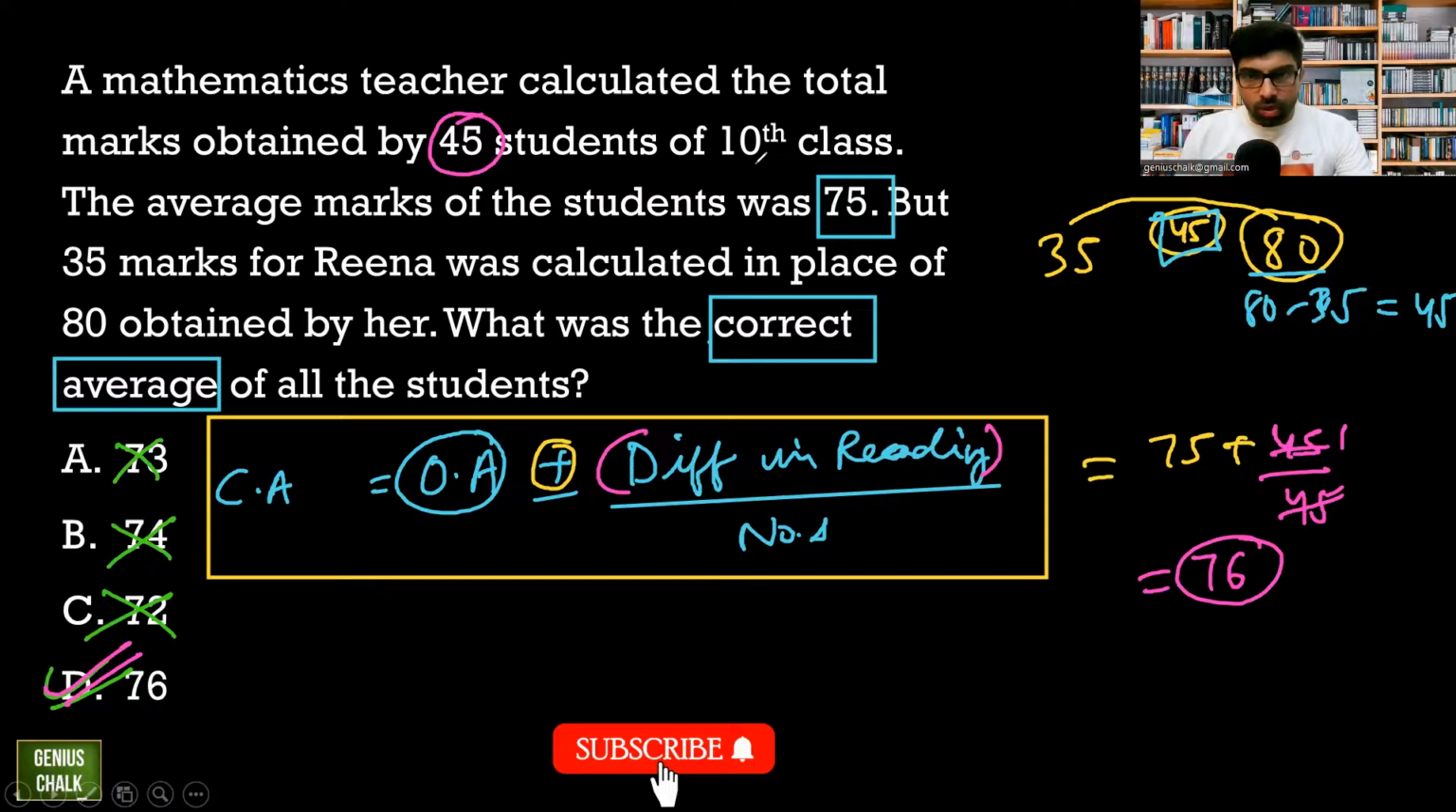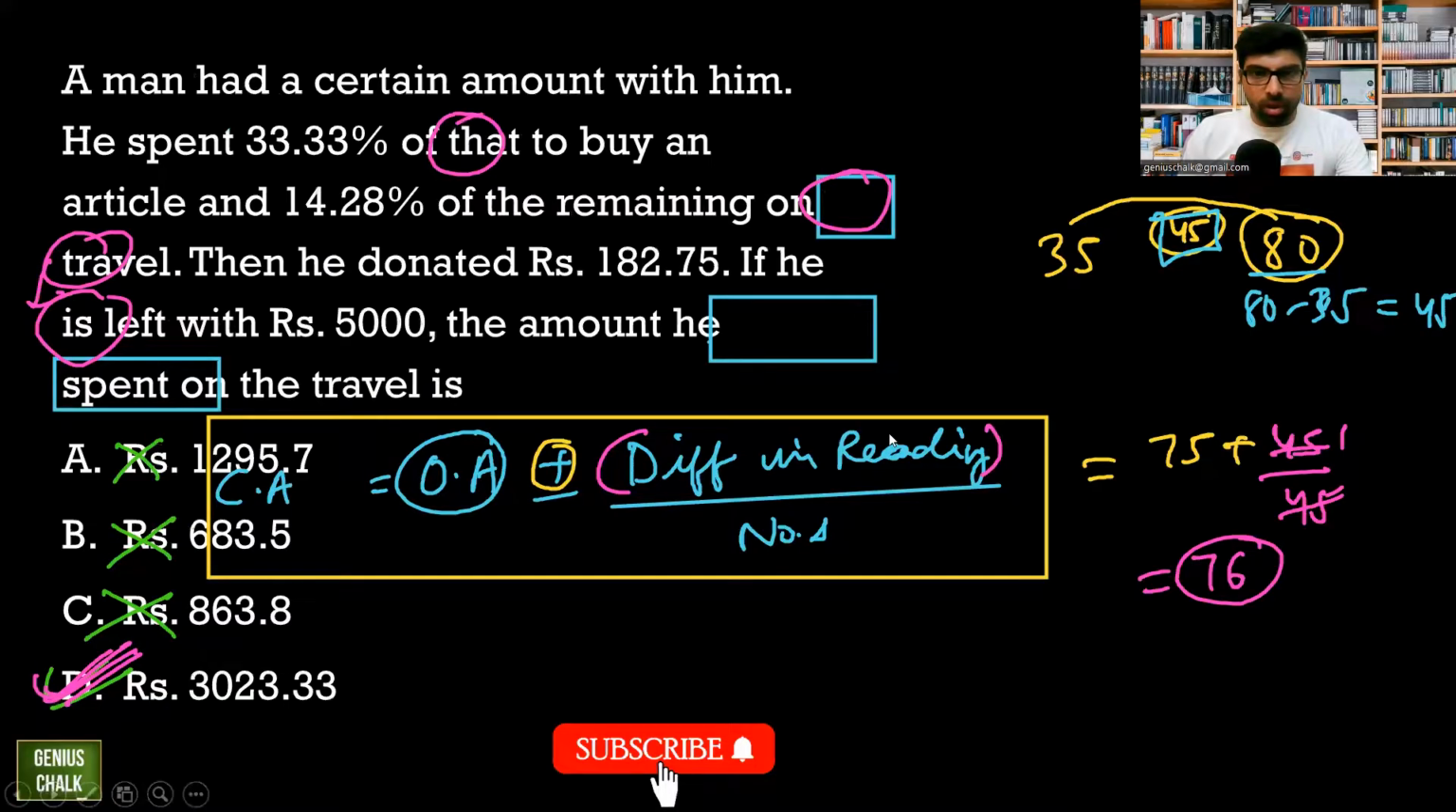And you can solve this question without even writing, just by picking. Because you have taken 35 marks instead of 80, that means the average currently is less. So average must be high. That means average must be more than 75. There is only one option available which is giving you average more than 75. So that is my answer. So both ways you can find.